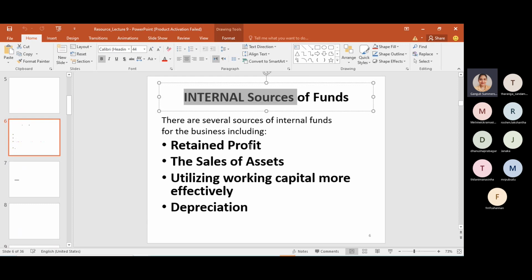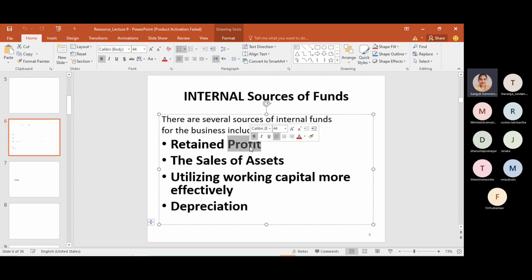Okay, so for example, profit, you can fund. Profit is some sort of a fund, right? You can use the profit to enhance your activities, to upgrade your company, right? So profit is an internal source. Profit is something that you generate from the company itself. So it is an internal source of funds. Okay, so internal sources means the sources that you have within the company itself.